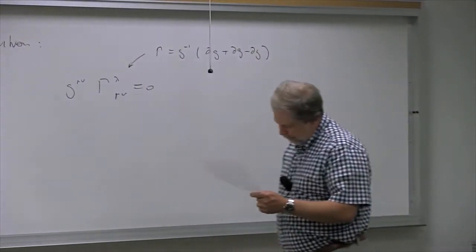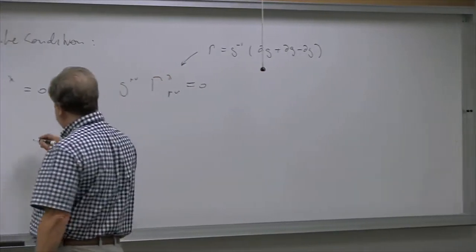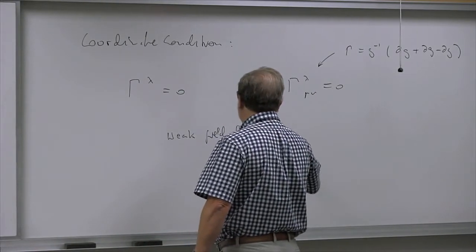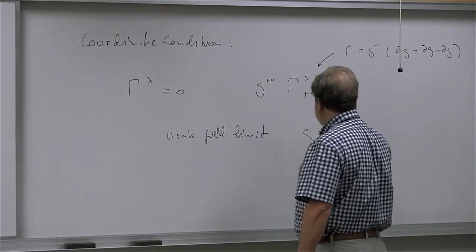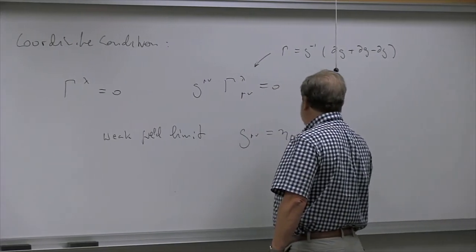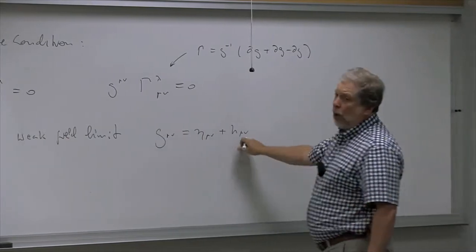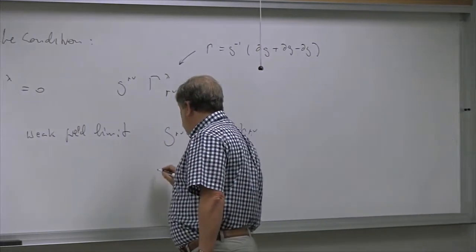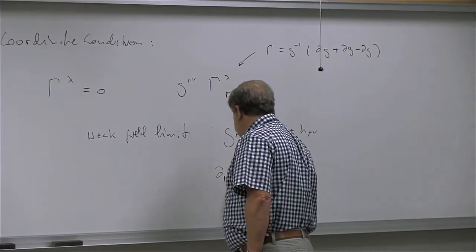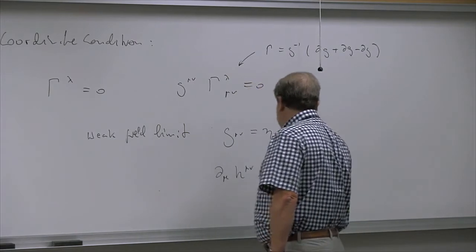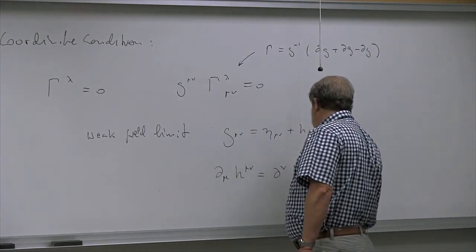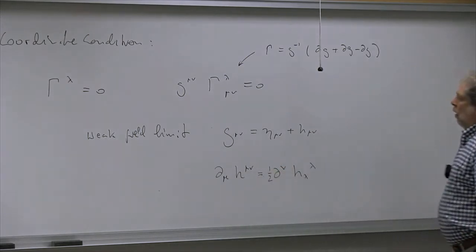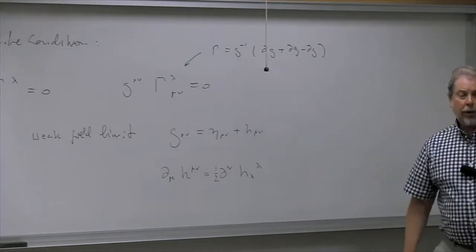But it turns out that if you look at the weak field limit, so again, you write g_{mu nu} is equal to eta_{mu nu} plus h_{mu nu}, where h_{mu nu} is small, then in that limit, by using the definition of the affine connection, you just get that this is the same as d^mu h_{mu nu} is equal to 1/2 d_nu h^lambda_lambda, plus terms which are of higher order in h.